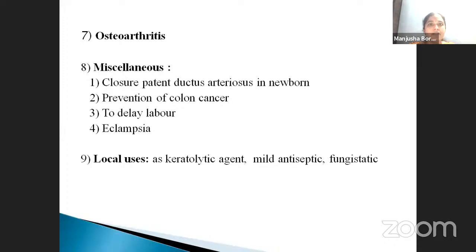Among miscellaneous conditions, non-steroidal anti-inflammatory drugs are also used for closure of patent ductus arteriosus in newborns. Most studies suggest that aspirin is recommended in the prevention of colon and renal cancers, to delay labor because of inhibition of prostaglandin synthesis, and in eclampsia. Aspirin is also used as a keratolytic agent, and for mild antiseptic and fungistatic purposes.